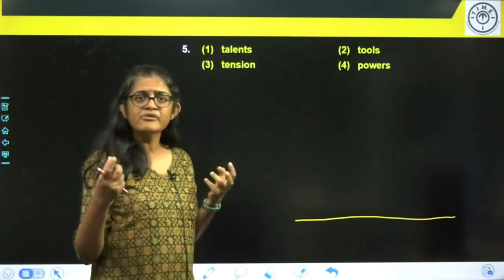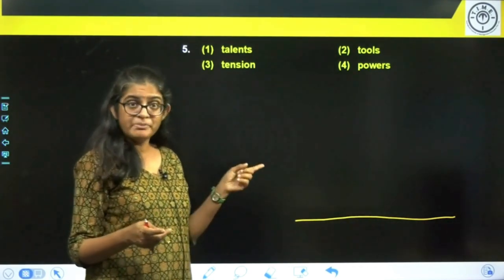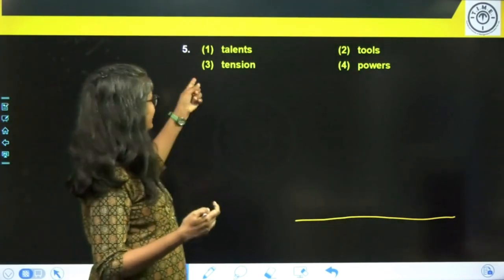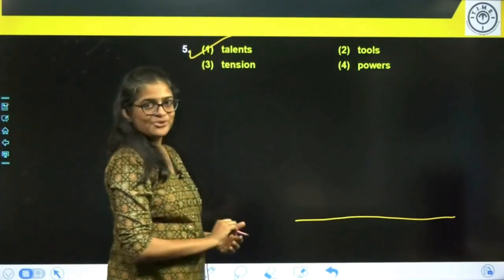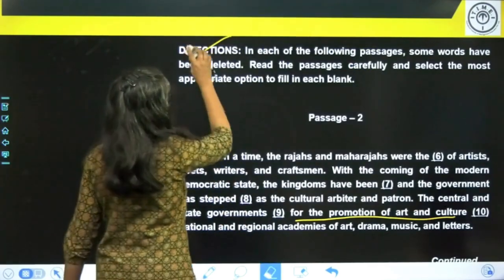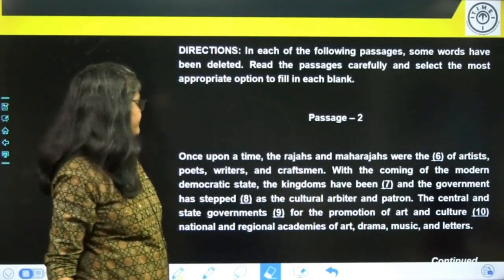People don't have powers per se. Right? Superpowers. It's not power. Powers mean superpowers. That's not what it means. Okay? Talents. Here you go. One cloze test over. You see how simple it can be, right? Okay. Shall we look at the next one?